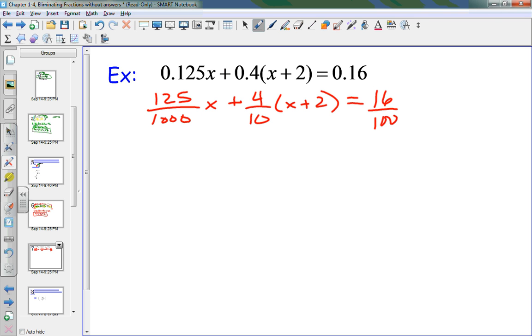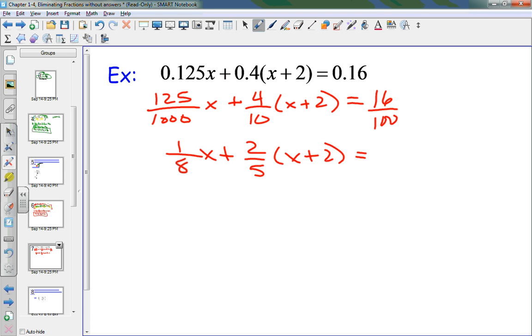Now, everybody take your calculator and take 125 divided by 1,000, and what do you get? What is it? Very good. And 4 over 10, we don't need a calculator for that because it reduces down to 2 over 5. What about 16 over 100?